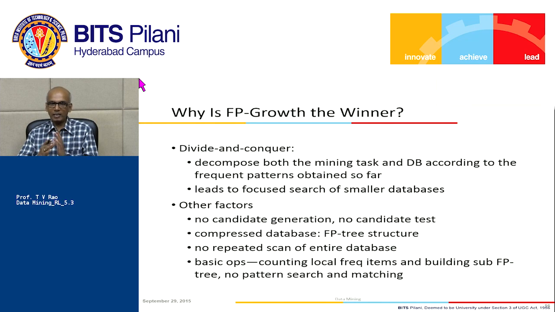And then we are scanning the database only twice. Even if there are 100 items, we have seen in some earlier cases there can be large item sets. But we are going to scan the database only twice, and that will give us the FP tree, and from there we will find out the items. And we do not need to worry about the pattern searches and matches.